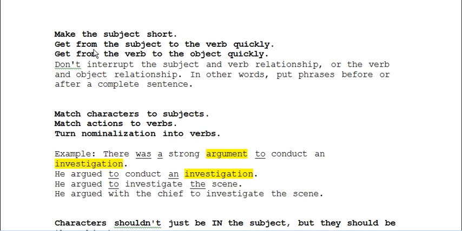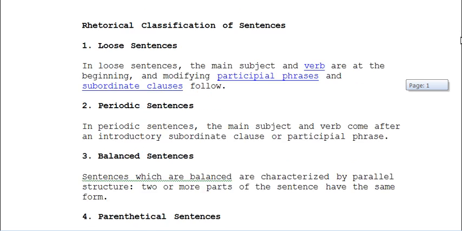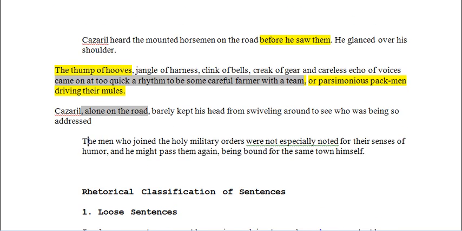Before we get into rules, or rather suggestions, like make the subject short or match characters to subjects, all of these rules you can find in books like Style by Joseph Williams, a book I recommend to all authors. It's excellent. I want to do a quick review of the types of sentences. And before we get into the rhetorical classification of sentences, which some might not be familiar with, let's get into what most people probably are familiar with. That is the simple sentence, the compound sentence, the complex sentence, and the compound complex sentence.